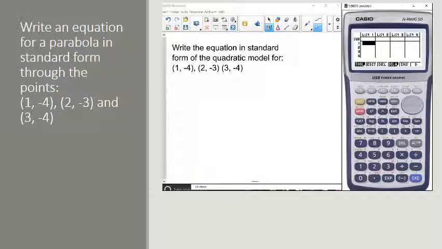F1. My x values will go in list 1. They're 1, 2, and 3. The y values will go in list 2. They're -4, -3, and -4 again. And notice I made a mistake, so all I'm going to do is scroll up and cover it up and type in -4 over top.